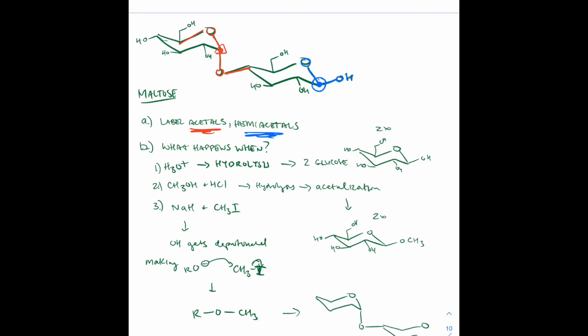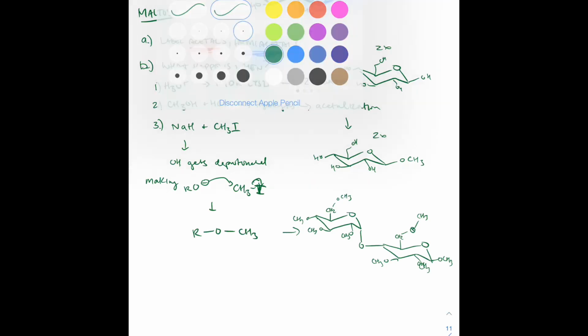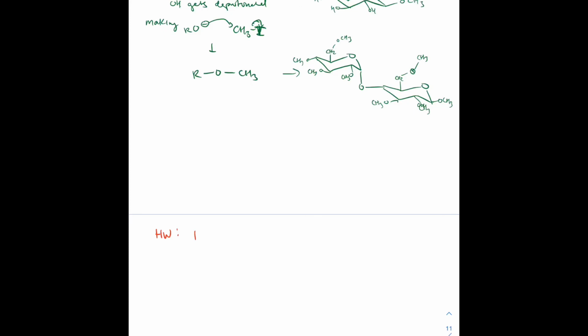But if we wanted to make those OHs on the rest of the glucose molecule OCH3, what we can do is the third reaction. If we add sodium hydride, that's a base. We're going to remove all the hydrogens on the OHs, and that makes strong nucleophiles, alkoxides. And so the RO minus can attack CH3I or methyl iodide, and that's just a substitution reaction, SN2. And so what ends up happening is we get OCH3s on every single one of those OHs.